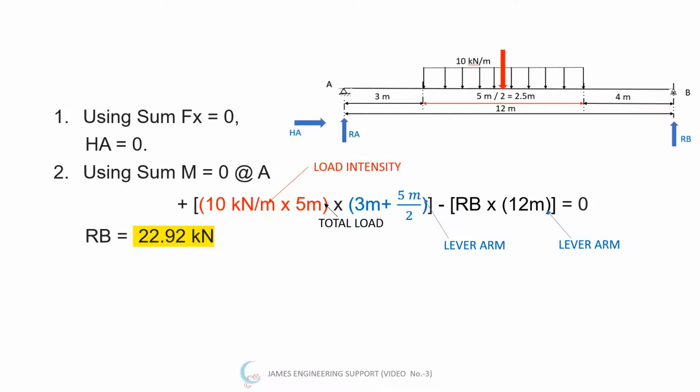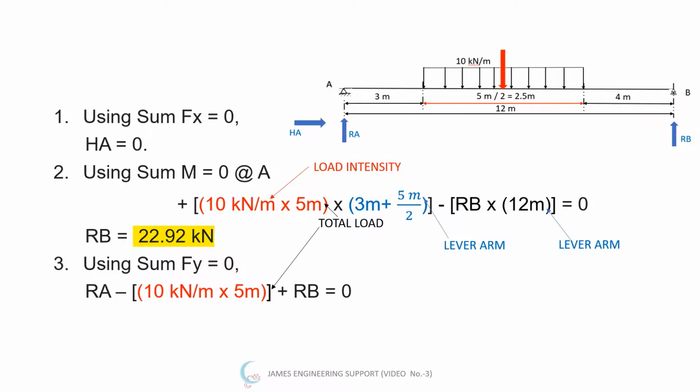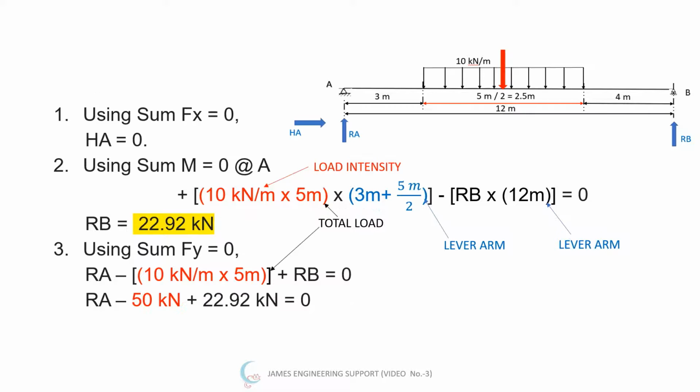Then we will use the vertical forces. RA positive minus 10 multiplied by 5 meter will be the downward force. The upward reaction will be RA. After equating it to 0 and adding the value of 22.92 to the equation, we will get the answer of RA, that is 27.08 kilonewton.